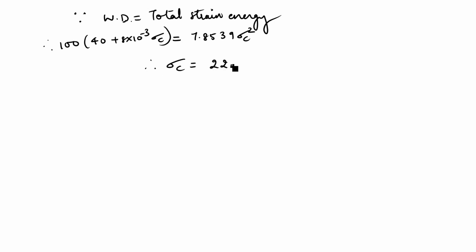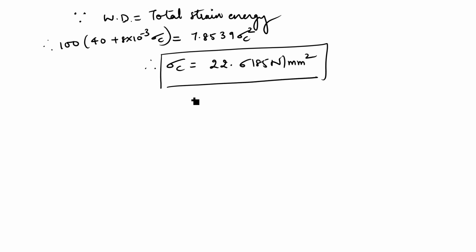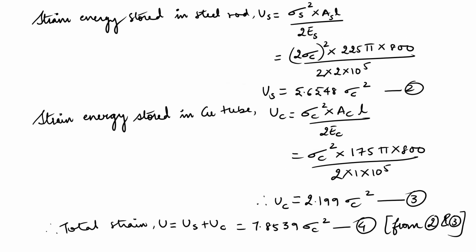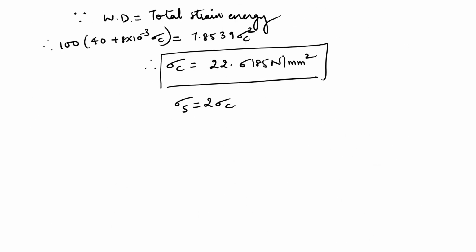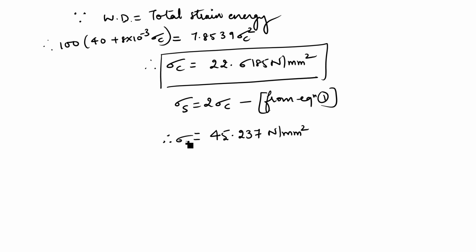From these two equations, when you substitute in your calculator, you will get the value of sigma C as 22.6185 Newton per mm square. I know that sigma S is 2 times sigma C. You can see in equation 1 we have found this. So right here it is from equation 1. Substitute 2 into 22.6185. The answer will be 45.237 Newton per mm square. This is the answer of sigma S.